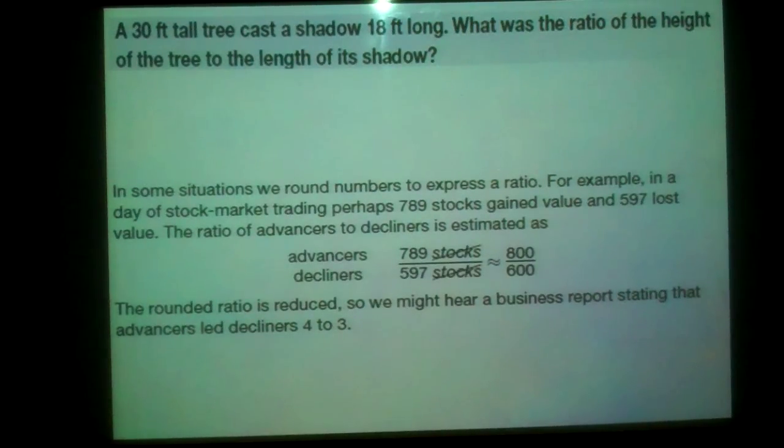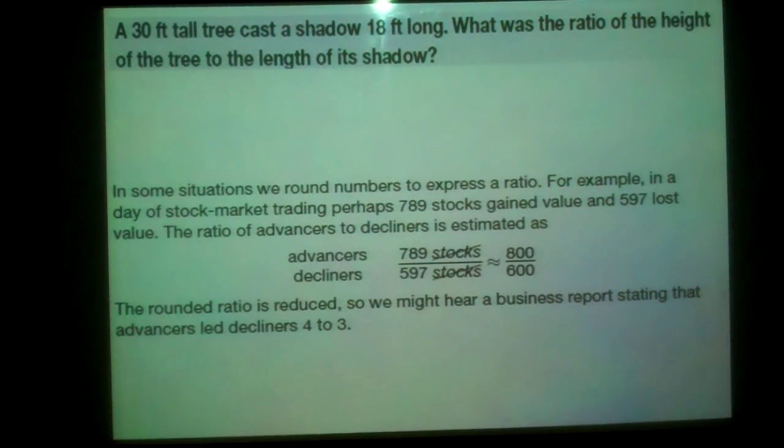Alright, so here we have, in some situations, we round numbers to express a ratio. For example, in a day of stock market trading, perhaps 789 stocks gained value, 597 lost value. So the ratio of advancers to decliners, or gains to losses, is estimated as 800 over 600, which reduces to 4 to 3. So basically they took their 789, rounded it up to 800, took their 597, rounded that up to 600, and approximately they estimated that it's about a 4 to 3 ratio.